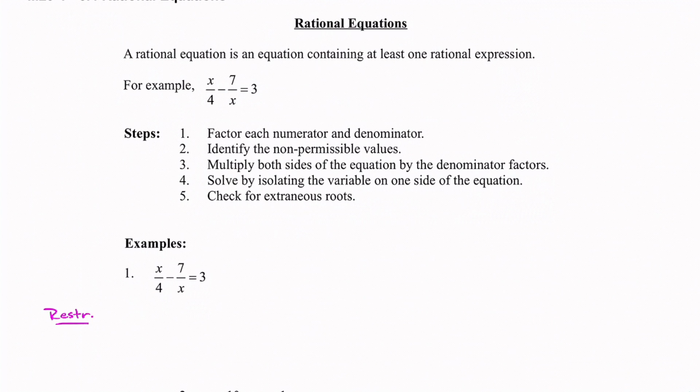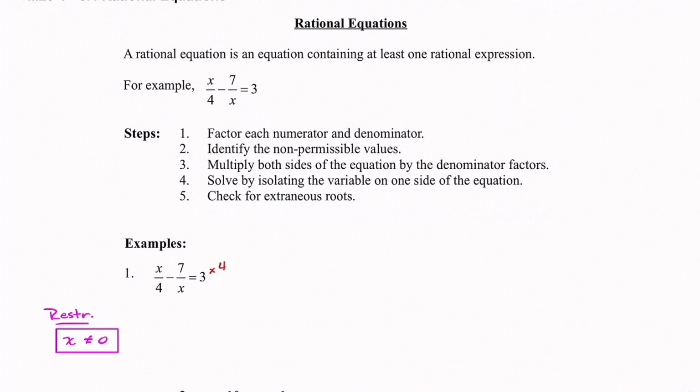So the restrictions in this case, this has no variable, so I don't have to do any restricting there. Here though, that x cannot equal 0. So that's our only restriction. x just can't equal 0. So if I get an answer in the end where x equals 0, I know it's definitely extraneous. So we're on to step number 3 now. Multiply both sides of the equation by the denominator factors. So I'm going to multiply everything by what's in a denominator. So everything is going to get multiplied by a 4 and an x.